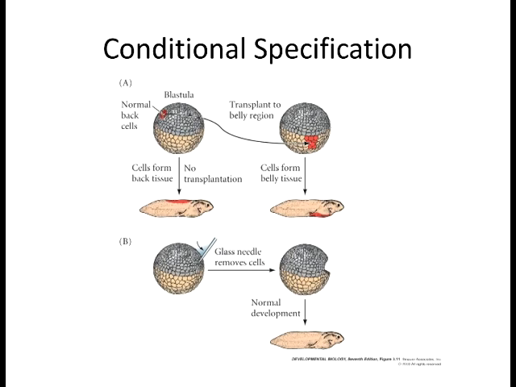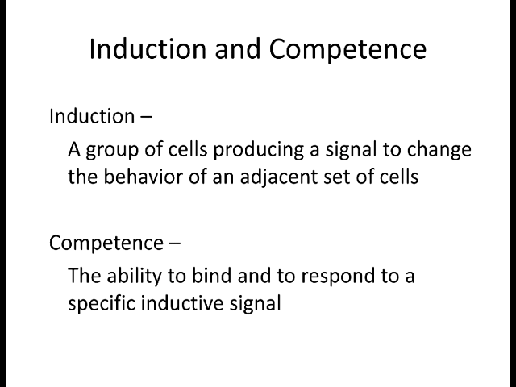So in that regard, conditional specification creates these patterns within the embryo, but only to a certain point, and then the cells are going to, for the most part, become specified autonomously because they're already specified in their fate, or determined, I should say. All right, so let's talk about induction and competence, because this is an important part of conditional specification.